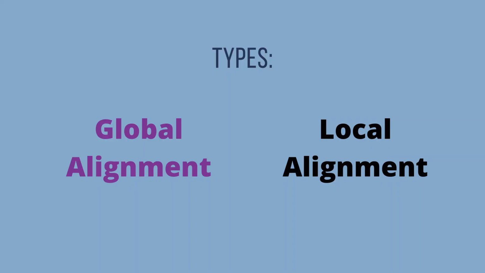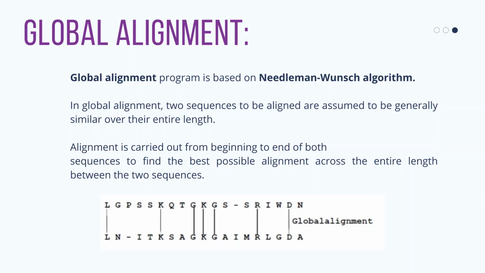Types of sequence alignment. Sequence alignment is of two types, namely global alignment and local alignment. Global alignment program is based on Needleman-Wunsch algorithm. In global alignment, two sequences to be aligned are assumed to be generally similar over the entire length. Alignment is carried out from beginning to end of the sequence to find the best possible alignment across the entire length between the two sequences.